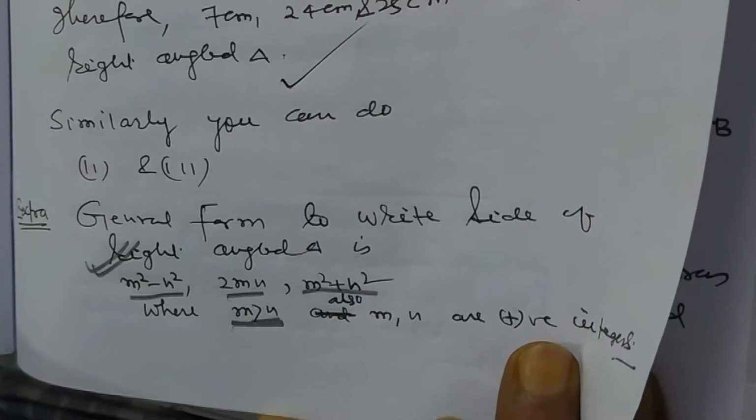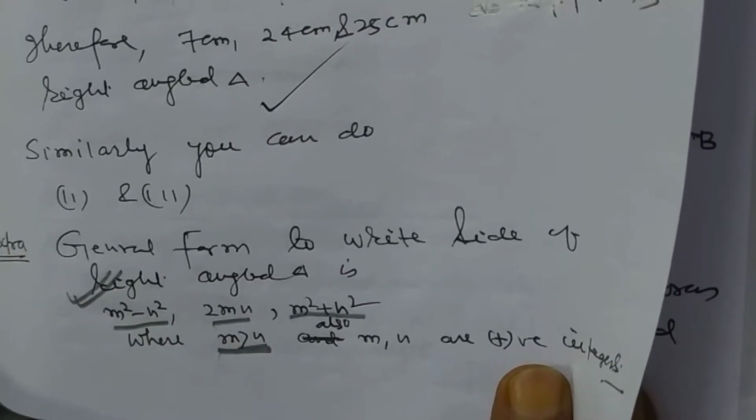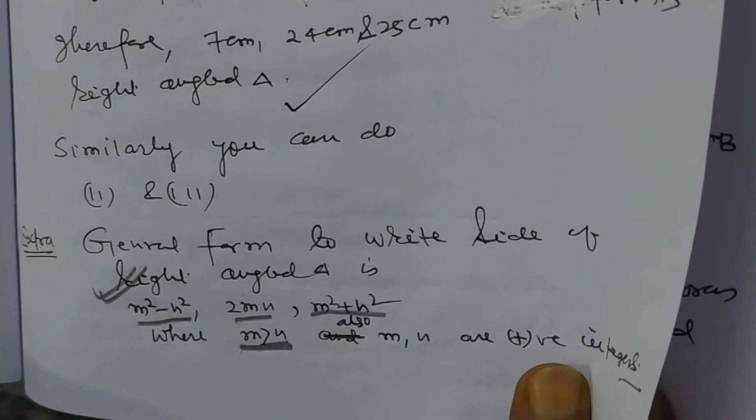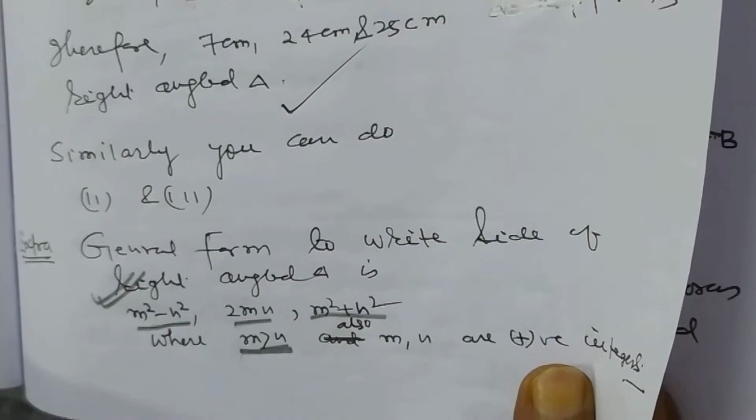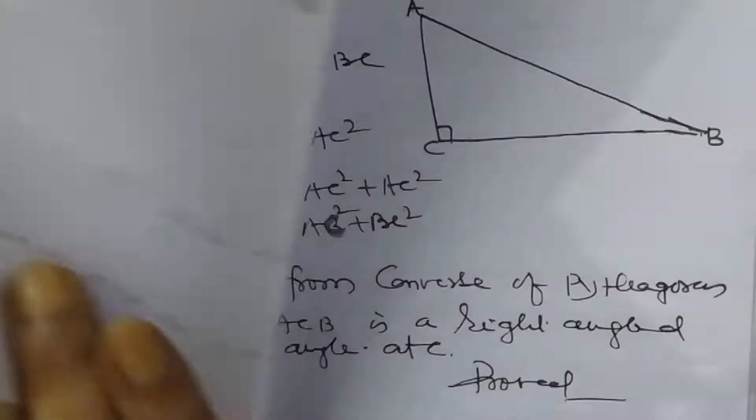General form of the sides of a right angle triangle is m square minus n square, twice mn, and m square plus n square, where m is greater than n, and m and n are positive integers.